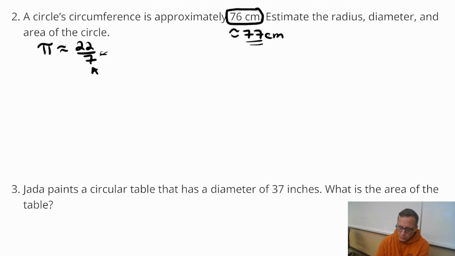I'm going to do, oh wait a second, pardon me, I'm going to do 77 divided by pi, 22/7. Oh, wait, that doesn't go anywhere. Darn it. Oh, wait, I could still do this. Could I? Nah, I can't do that. But whatever.